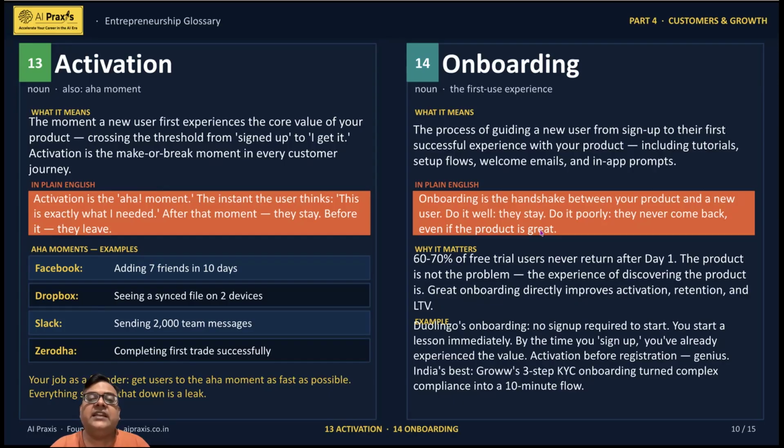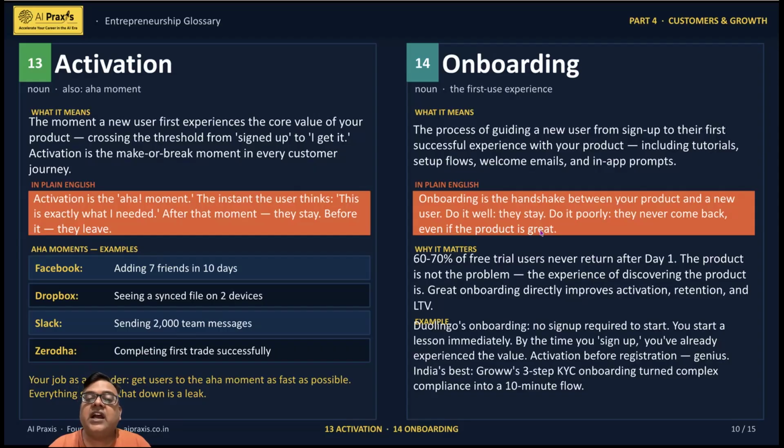Facebook, for example, adding 7 friends in 10 days. Dropbox, seeing a file synced across devices. Slack, sending 2,000 team messages. Zerodha, completing the first trade. These are not just random actions. These are moments of value realization. Your job as a founder is simple. Get users to this moment as fast as possible.